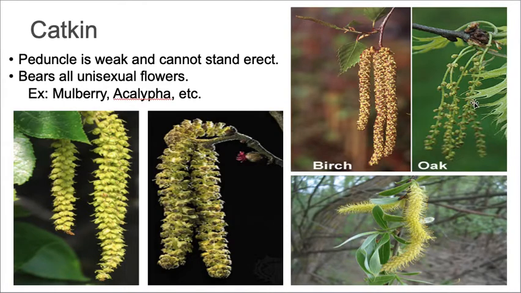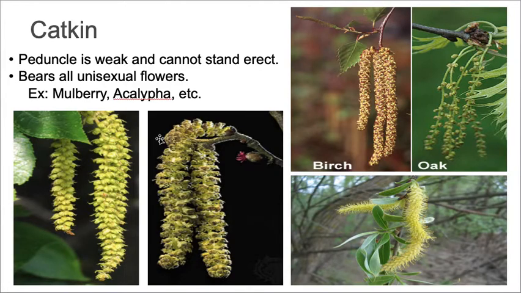It is falling down because the peduncle is very weak. So the peduncle is weak, which cannot stand straight. Then what? It falls like this, and it bears unisexual flowers. Either it may be male flowers or female flowers, but they bear only one group of flowers. That means either male flowers or female flowers. Then that is called catkin. The best examples are mulberry and acalypha. Acalypha is also one of the best examples.